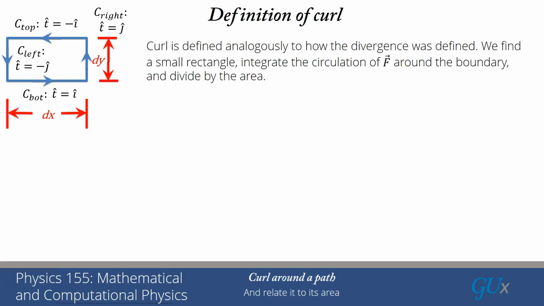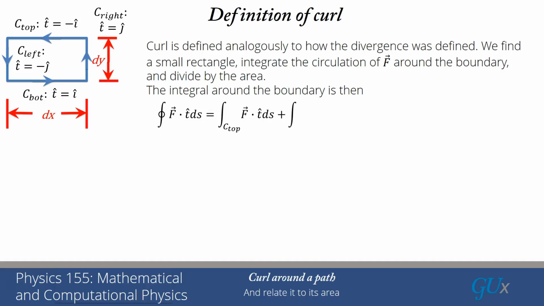So we start with a small rectangle, which is shown for you on the left-hand side. We're going to integrate the circulation of the vector field F around the boundary and then divide by the area. So the integral around the boundary is just the line integral given by the integral around the whole boundary of F dot T ds, and we can break it up into the four different components, integrating along the top, the left, the bottom, and the right.